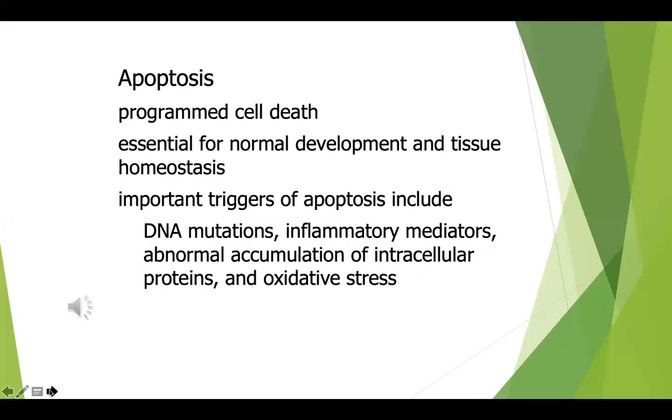Apoptosis, on the other hand, is programmed cell death. So this is actually a very essential process for normal development and tissue homeostasis. And important triggers for apoptosis include DNA mutations, inflammatory mediators, abnormal accumulation of intracellular proteins, and oxidative stress. So it's just like having a predetermined lifespan for each cell in the nervous system.